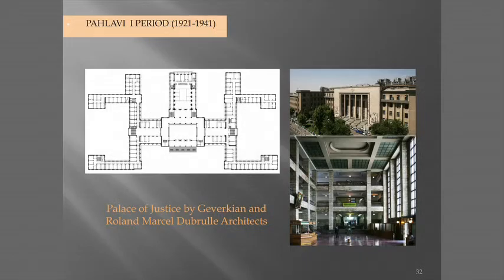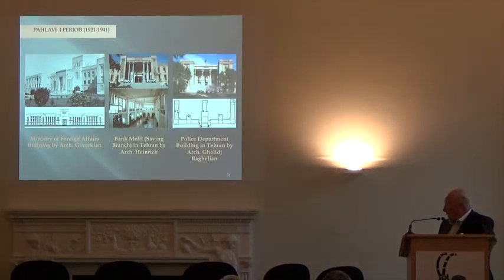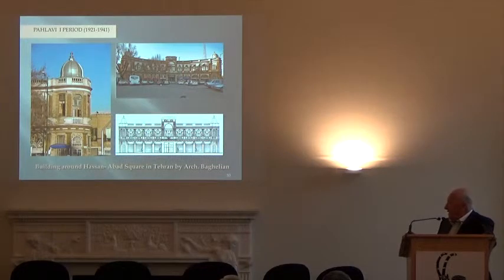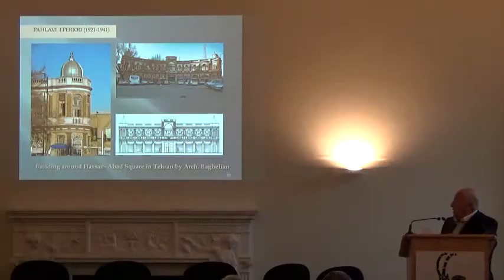This one is also the work of Geberkian together with Marcel Dubrul, one of the professors that André Godard brought to the School of Fine Arts. And this is the multi-story atrium, which is very interesting and is a good example of early modern architecture too. And this is an eclectic type of building that we have in a famous square in Hassanabad in Iran. It's eclectic because all kinds of architecture are used there.